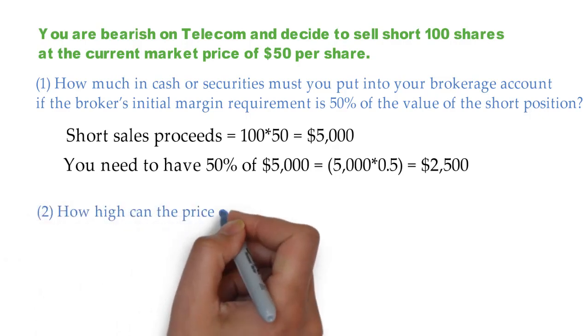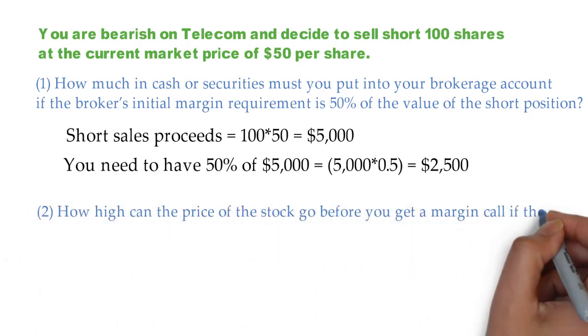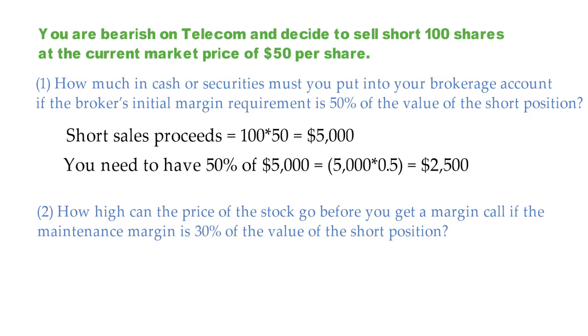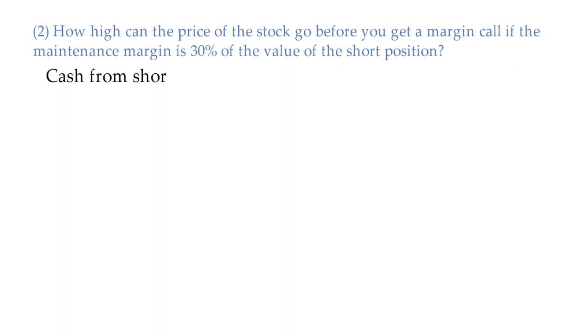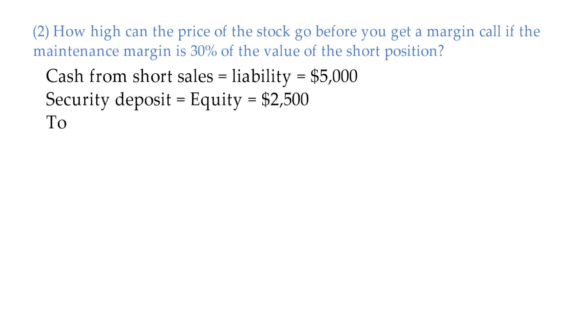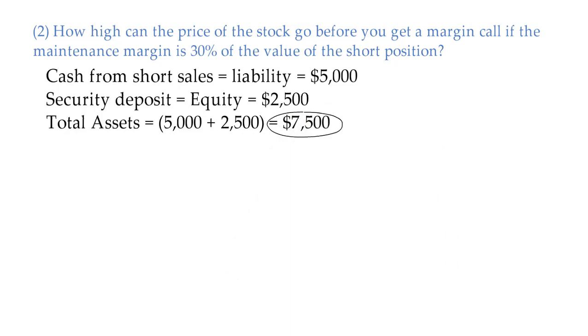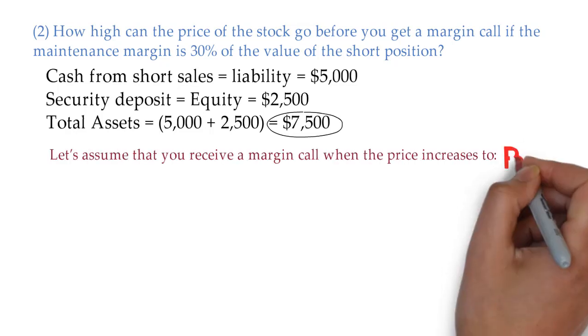Question number 2. How high can the price of the stock go before you get a margin call if the maintenance margin is 30% of the value of the short position? Cash from short sell equals 5,000. Security deposit, which is your equity, is 2,500. Total asset in the account is 5,000 plus 2,500 equals 7,500, in which 5,000 is your liability and 2,500 is your equity. Let's assume that you receive a margin call when the price increases to P.